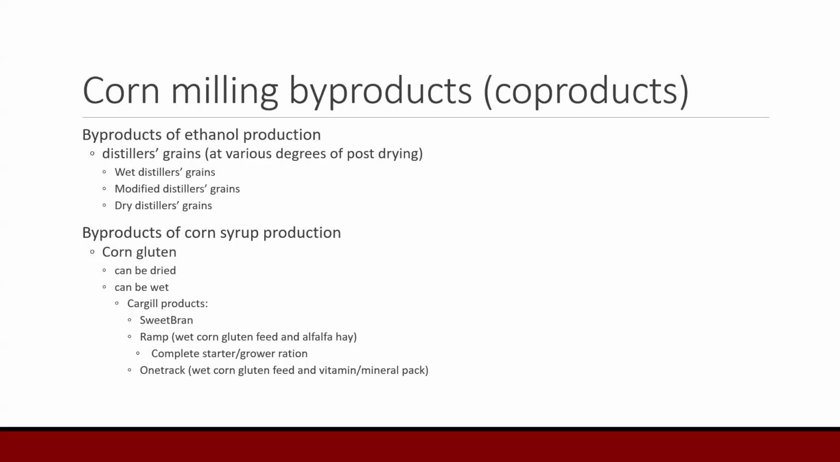The big product a lot of feedlots are feeding is from Cargill Animal Nutrition, Cargill branded feeds is actually what it's called. Okay. A branch of Cargill. So they have Sweet Bran. Okay. So that is a wet corn gluten feed. They have Ramp. Okay. Wet corn gluten feed mixed with some alfalfa hay that's supposed to be directly fed to receiving cattle.